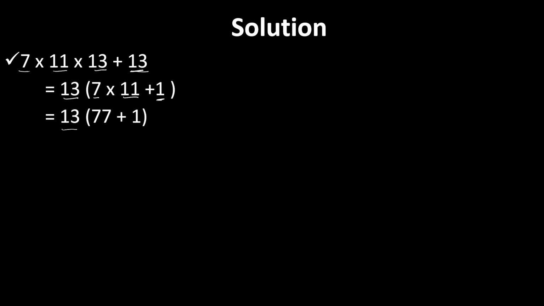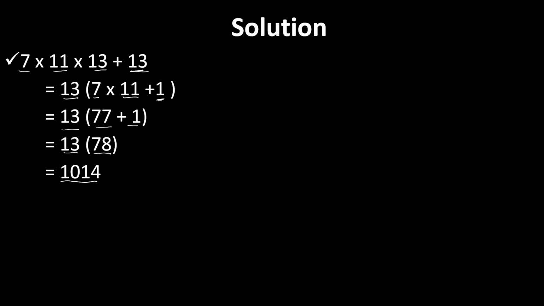Now 13 into 7 into 11, we know it's 77, plus 1. We will write it down as it is. Now 77 plus 1, its value is 78, and this 13 we are going to multiply with it. So 13 into 78, we are going to get 1014. Now we have to check whether this 1014 is a composite number or not, and for that we are going to do the prime factorization.